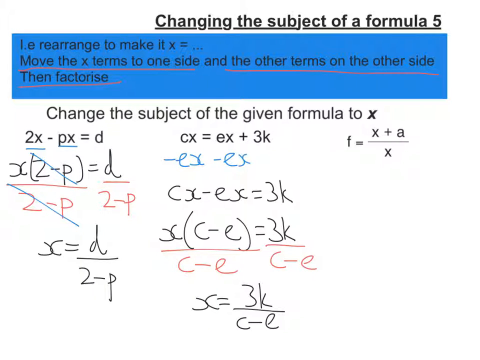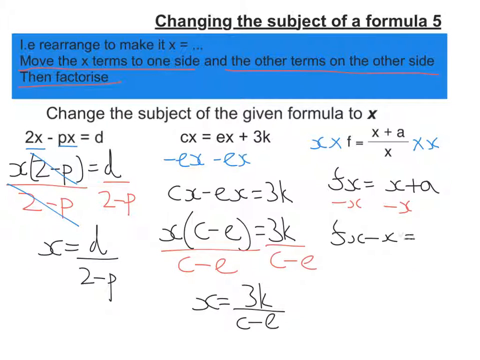Last one here, f equals x plus a all over x. Well, I need to get that x off the bottom first. Okay, I don't like fractions, so let's remove those when we can. So on the left-hand side, I'm going to have fx, and on the right-hand side, x plus a. Now I must get all the x terms onto one side, so I'm going to take away x to get all the x terms on the left-hand side. So I'm going to get fx minus x is equal to a.